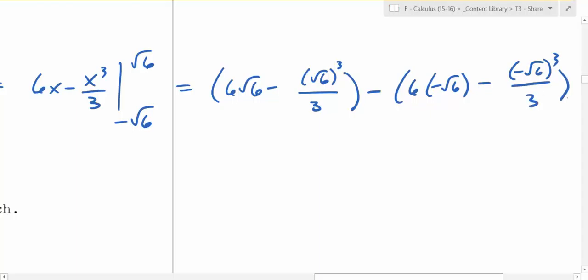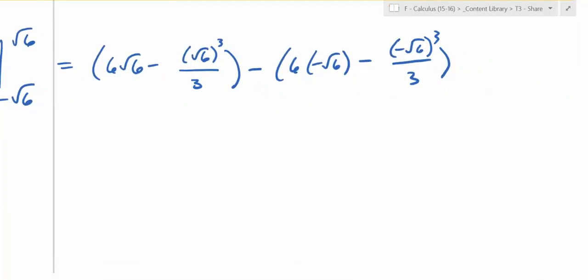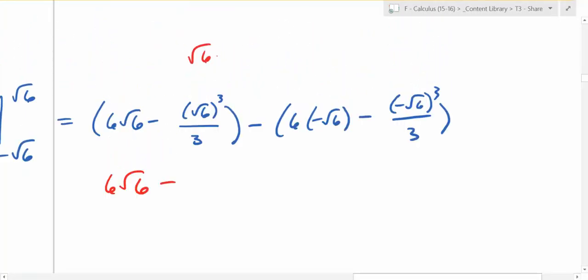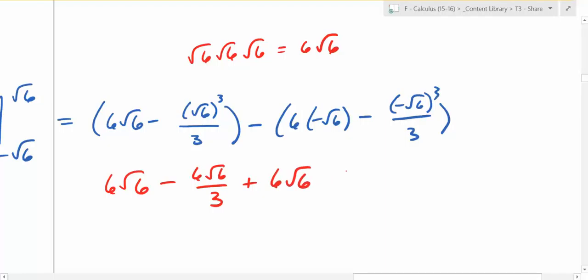Is this kind of annoying to do? Yeah, it is. Each little piece isn't that bad, but again, Jen, as you answered before, what's the most difficult part of this problem, really? Keeping track of the negatives, absolutely. So if you were to simplify this, what do you get? 6 root 6 minus... you have to be careful, it's root 6 times root 6 times root 6. What is this? It's equal to 6 root 6. So what is that? 6 root 6 over 3 plus 6 root 6. And then is it negative or positive in the next thing? It's plus 6 root 6 over 3.